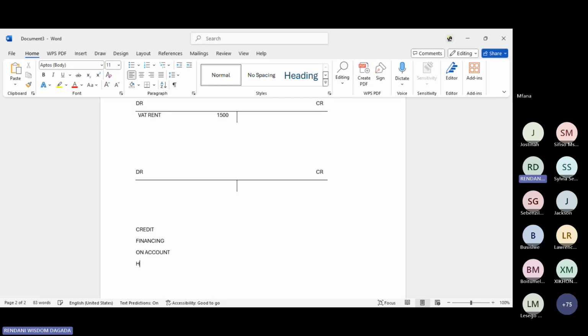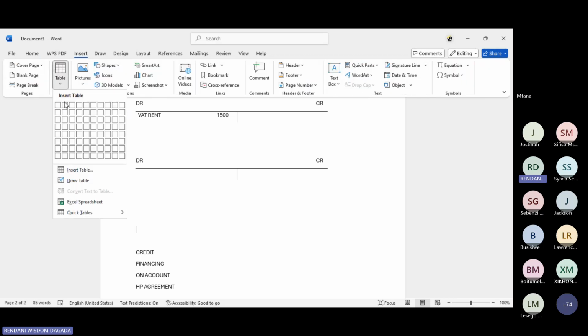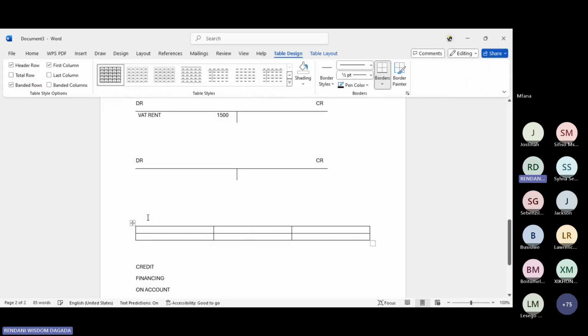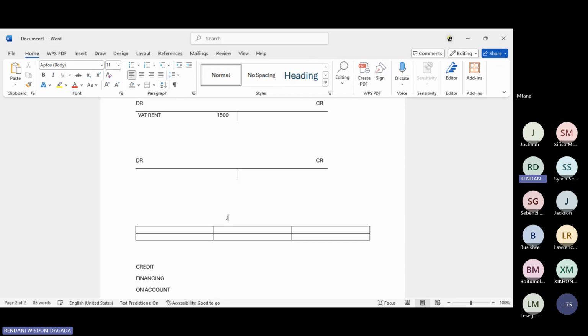So the other one is HP agreement. That's a new one for me. I've never seen it before. I'm just seeing it now. We learn every day. Okay, so HP agreement, like somebody said, hire purchase agreement, it's also buying on credit. You use a business journal. Remember, whenever there's no movement of money, we use journals. I hope everybody who's going to write tomorrow knows this. When there is no movement of money, we are supposed to use journals.